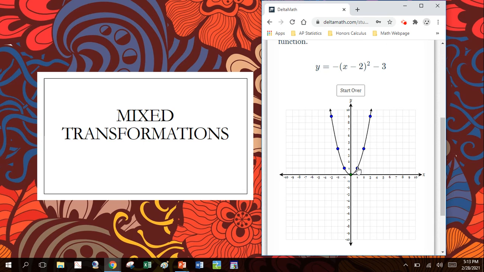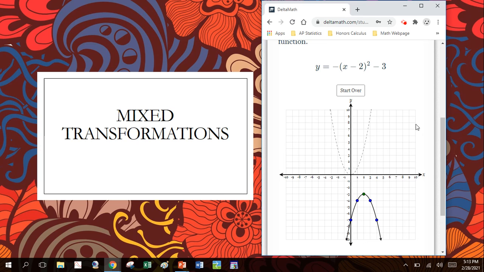So again, let's go ahead and reflect it. We reflect it over the x-axis. Okay. We're now going to move it to the right 2. So just move it to the right 2 like that. And then finally, we're going to move it down 3. So we've got this vertical shift here, this negative 3 at the end there. So there we go. That's what your function's going to look like.